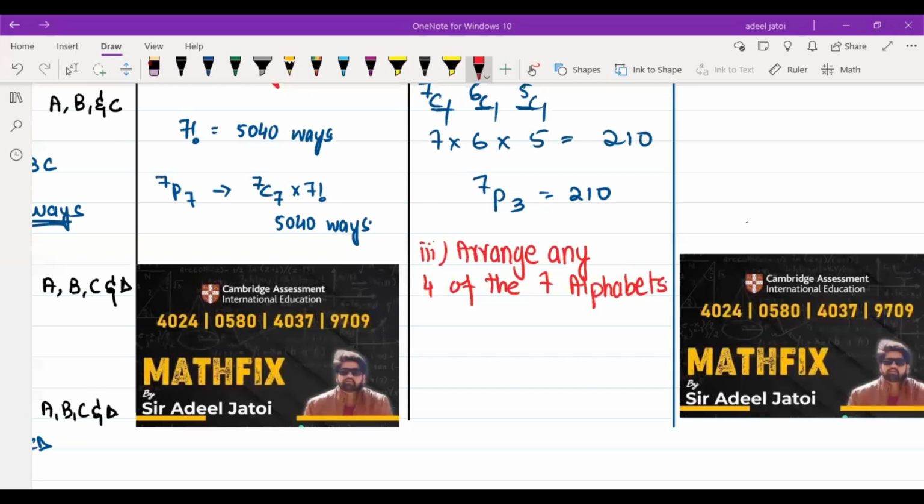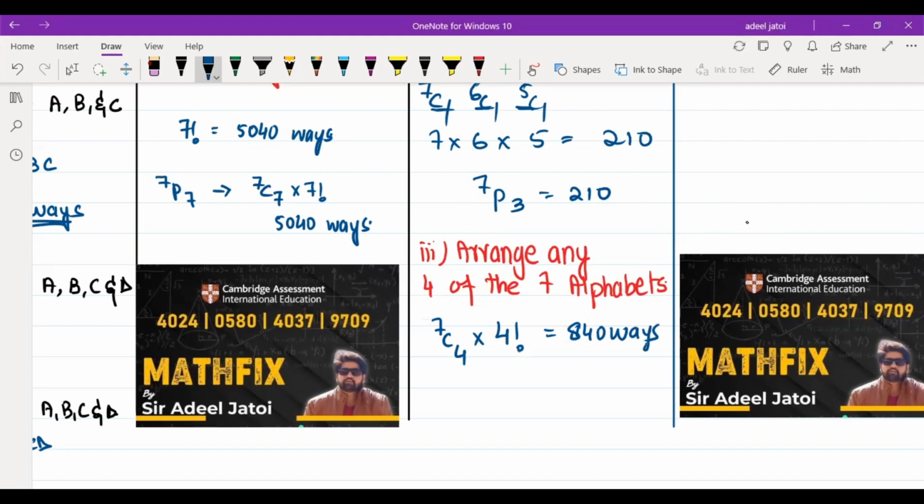Now the question says arrange any 4 of the 7 alphabets. This is part 3. Since I need to arrange 4 out of 7 alphabets, that means I need to select 4 and then I can apply the factorial as well. The answer would be 840 ways.